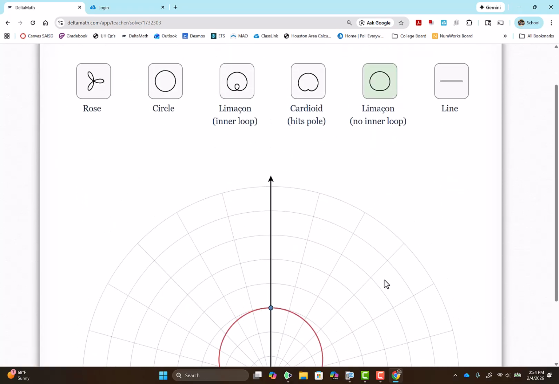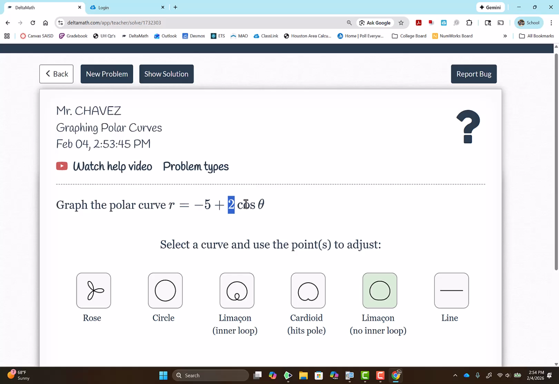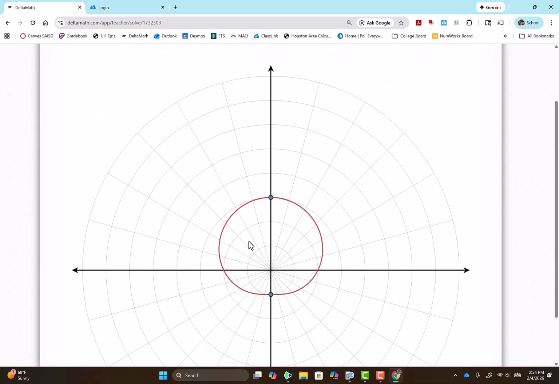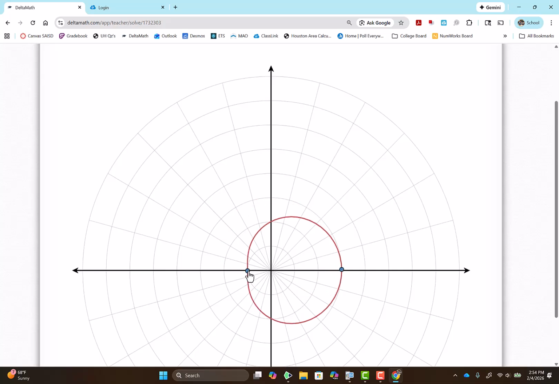There it is. And because it's cosine, I care about the two extremes at 0 and at pi. What's cosine? It's symmetrical with what axis? The x. What's cosine of 0? Cosine of 0 is 1. 1 times 2. Negative 5 plus 2 is negative 3. So you're going to go 0, negative 3. Go backwards. So it's going to be over here: 1, 2, 3. There it is.